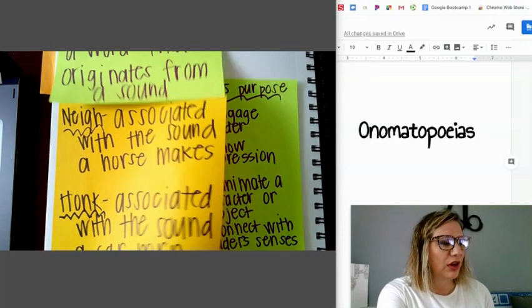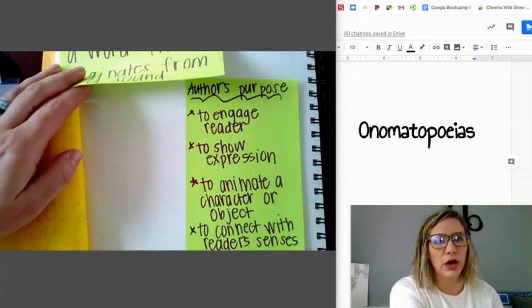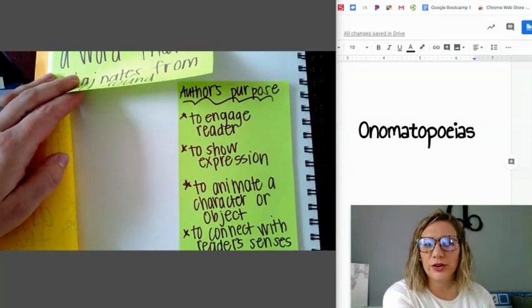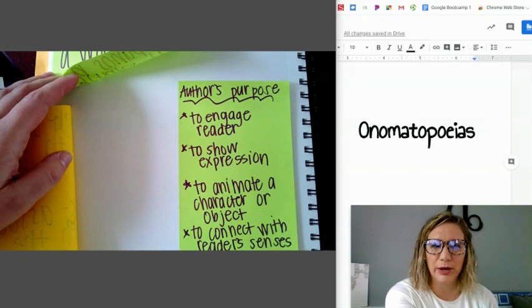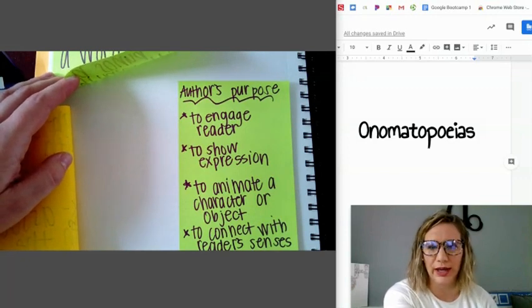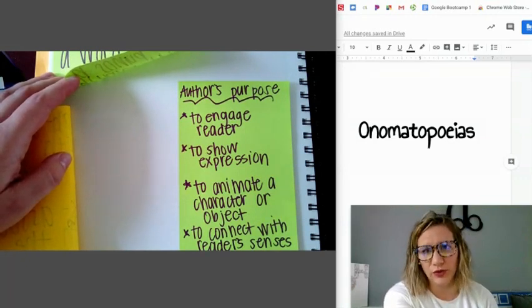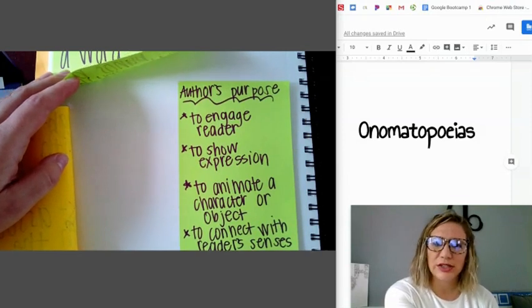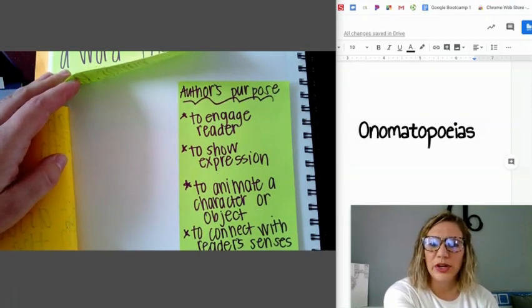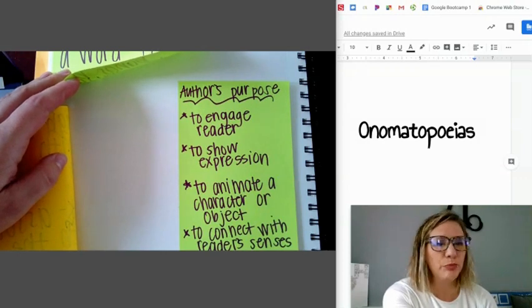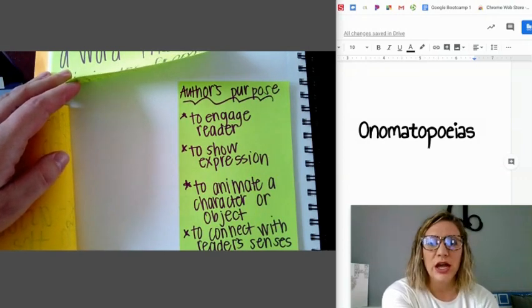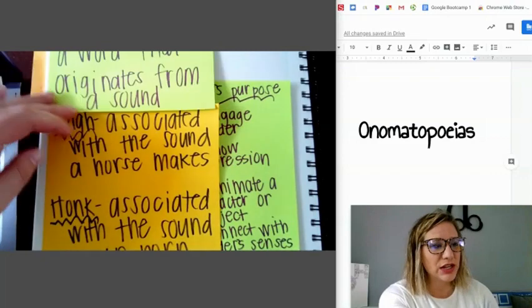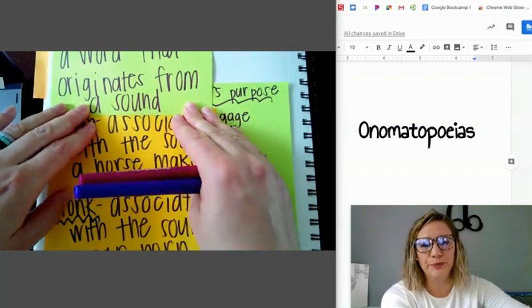So when we think about onomatopoeias, we want to think about what is the author's purpose in putting the onomatopoeia into their reading, into their writing. So there's a few different reasons: to engage the reader, to show expression, to animate a character or object, that personification concept, or to connect with readers' senses, more so than just sight, then they're connecting with sound.